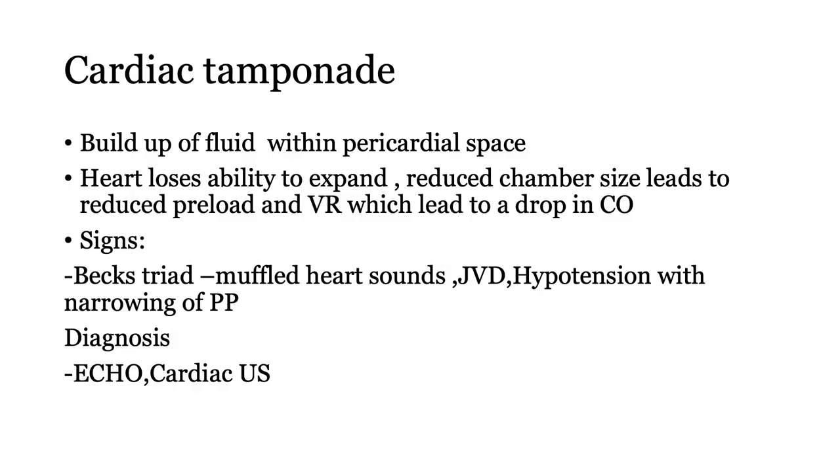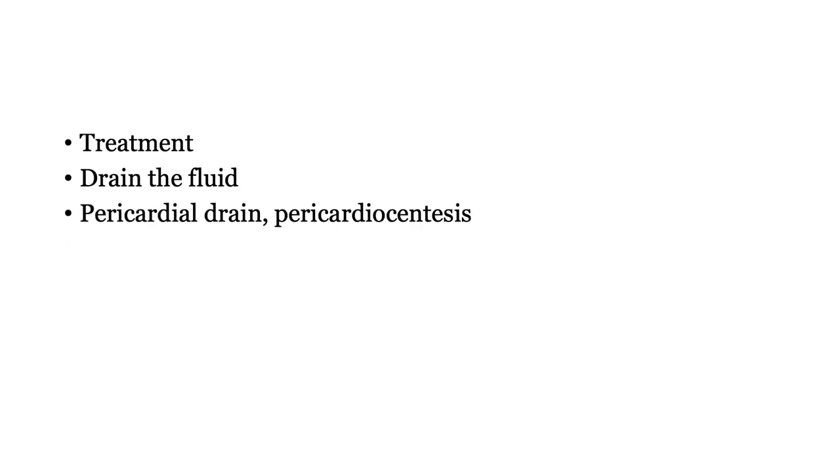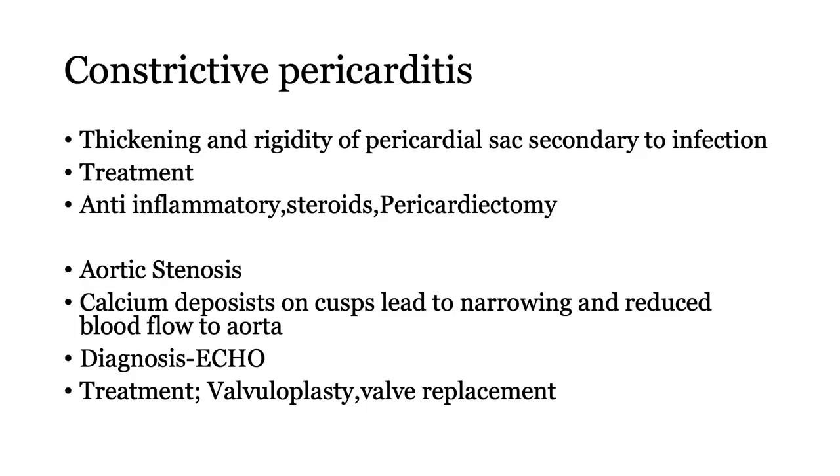They'll have muffled heart sounds, jugular venous distension, hypotension, especially with narrowing of the pulse pressure. Pulse pressure, we get it by subtracting the diastolic from the systolic blood pressure. So diagnosis is done by doing a cardiac ultrasound scan or an echocardiogram. Treatment, there is need to drain this fluid, so they'll ideally do a pericardial drain or pericardiocentesis.